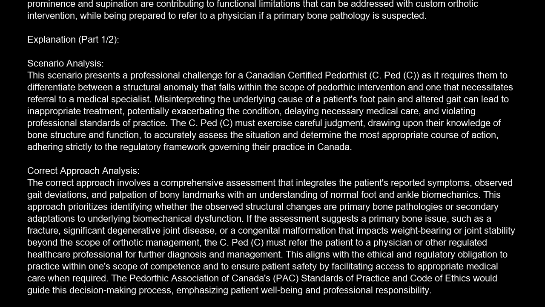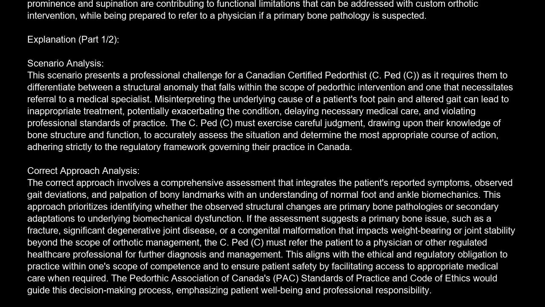Explanation. Scenario analysis. This scenario presents a professional challenge for a Canadian Certified Pedorthist, C Ped C, as it requires them to differentiate between a structural anomaly that falls within the scope of pedorthic intervention and one that necessitates referral to a medical specialist.